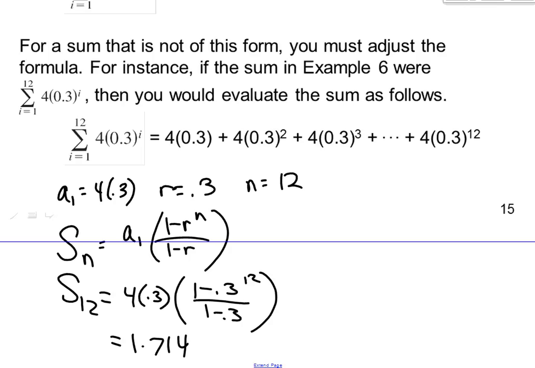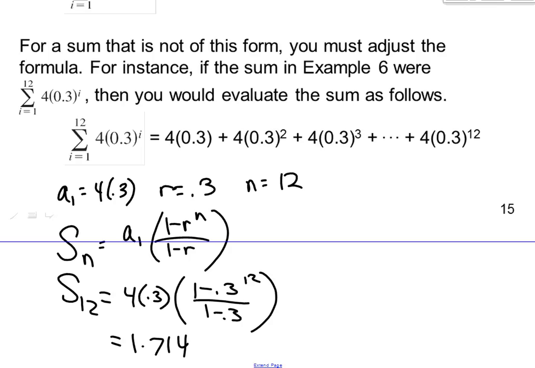And so that means that a sub 1 is 4 times 0.3 to the 1. And then r is 0.3 and n is still 12. So you just want to be careful. And if you notice the way that I did that problem, I didn't just announce that a sub 1 was 4. I put 1 in, and when I use that as my strategy, I don't have to worry about if it's to the i or to the i minus 1. I'll know what a sub 1 is. Does that make sense to you? Just to let you know.